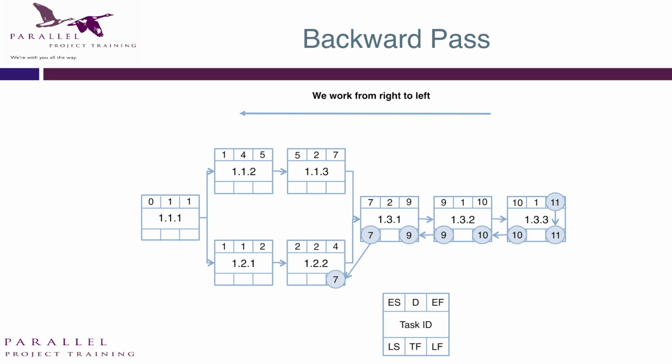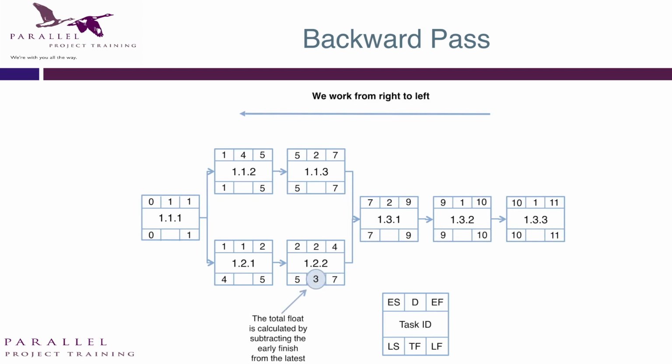So the earliest they can finish it is week 4. The latest they must finish it is week 7. So the difference between those two numbers is what we call the total float. The amount that task can slip before it delays the total project.